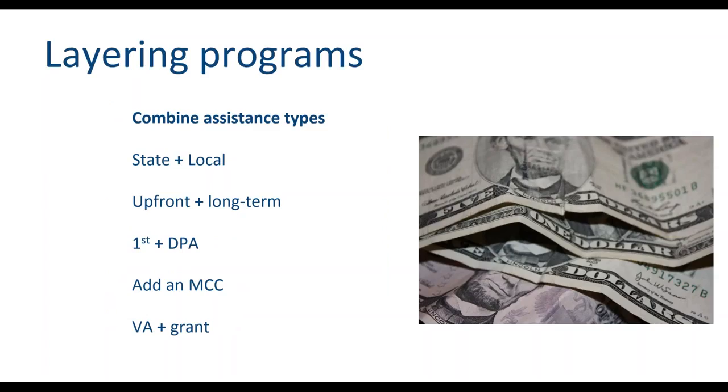Now, layering, we hinted at this earlier too. A lot of programs can be combined with each other. State programs can be combined with local programs. Upfront down payment assistance can be combined with a long-term tax credit, and so forth. So think of adding a mortgage credit certificate to any transaction. Is it available? Does your buyer qualify? Doesn't matter if they don't need down payment help. Giving them access to a tax credit every year, what a huge benefit and what a favor you've done for them. I wish I had one because I'd like $2,000 tax credits every year.